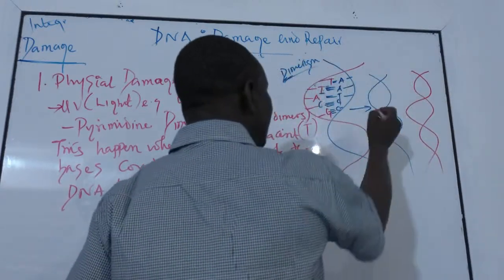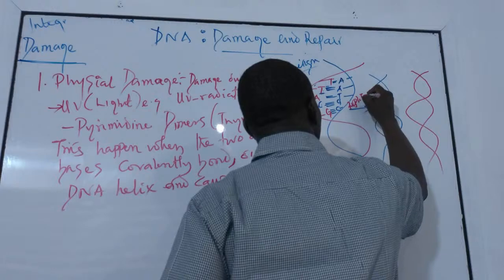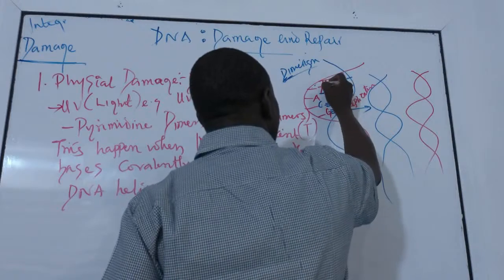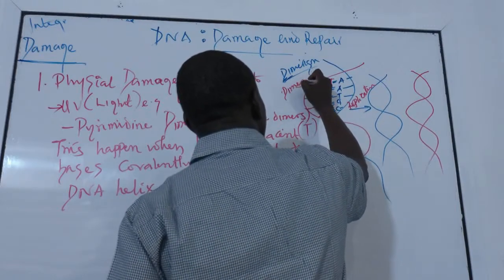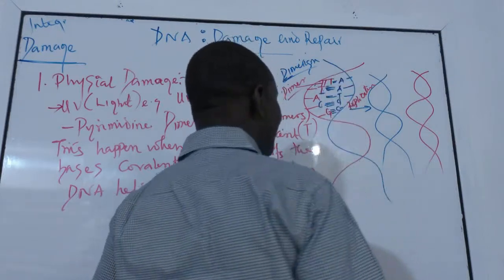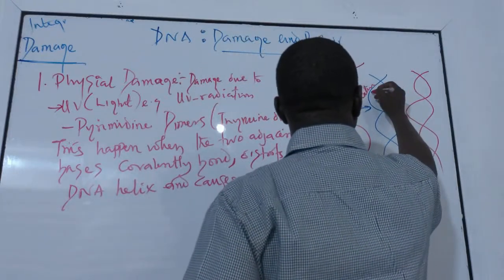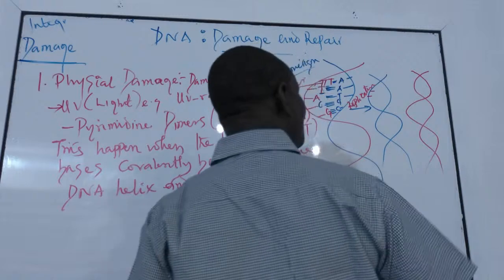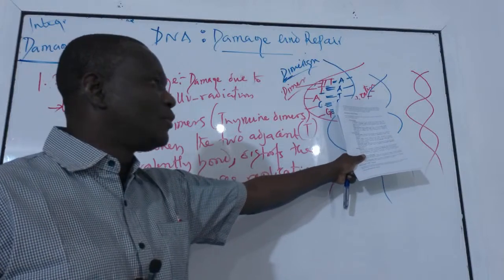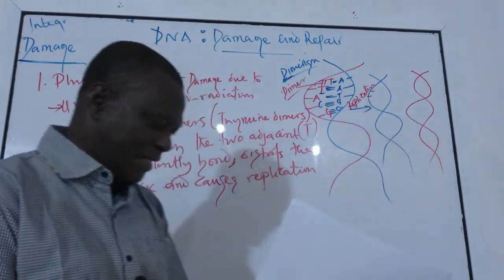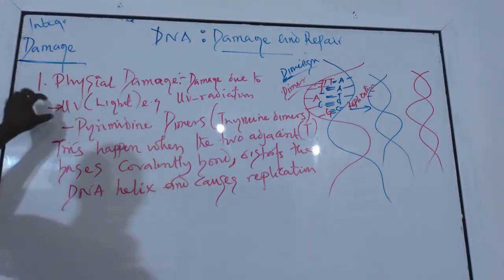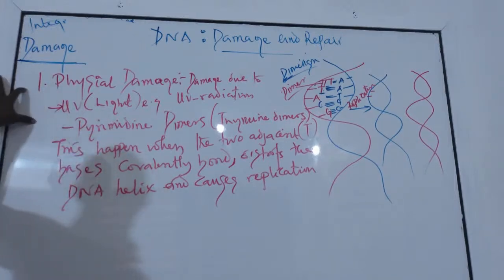During the process of replication, because a dimer has formed between this adjacent thymine, it is going to leave a kind of gap in this process, and that is an error as a result of damage by ultraviolet light.